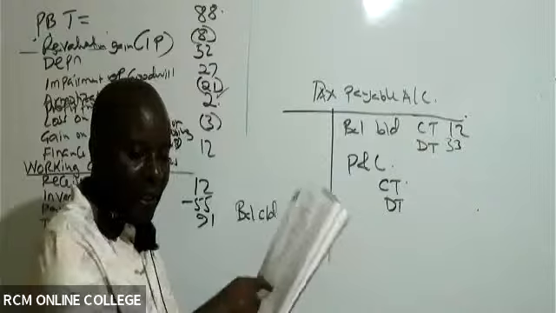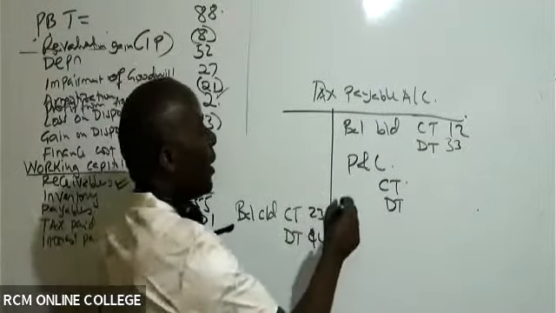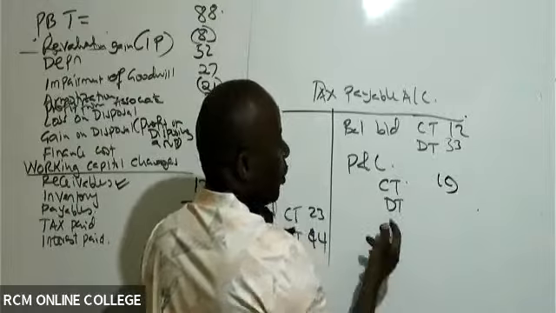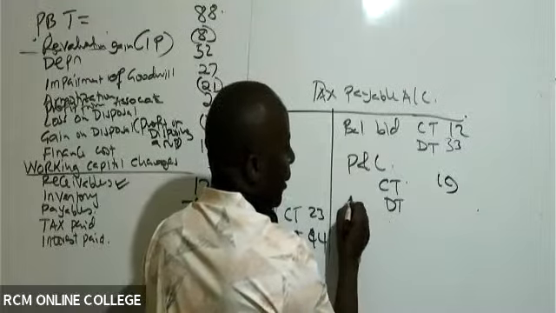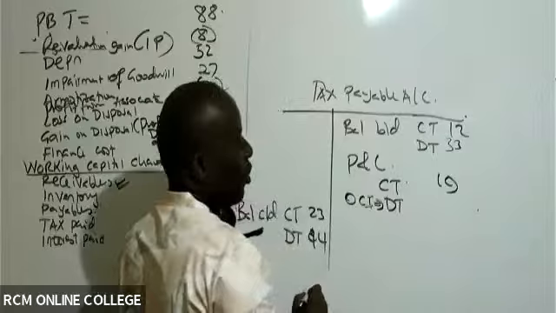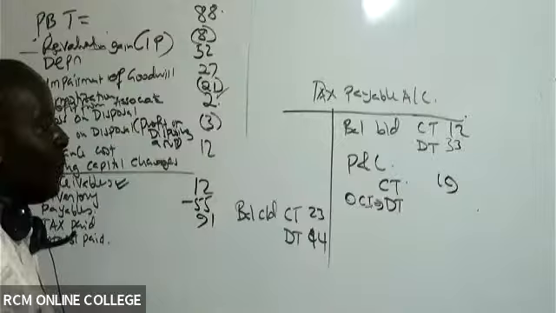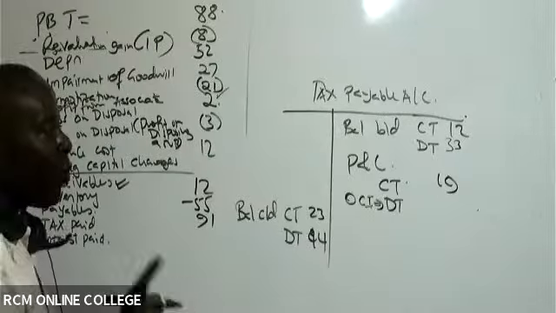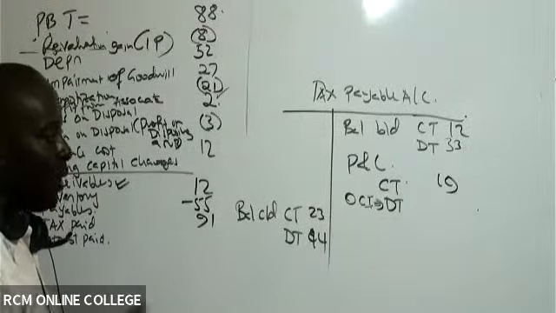P&L, IAS 12. So current tax, CT, is in the profit and loss. Of course, deferred tax, DT, will be under OCI, other comprehensive incomes. Any tax which is under other comprehensive incomes will be called a deferred tax or tax on revaluation. OCI is other comprehensive incomes.